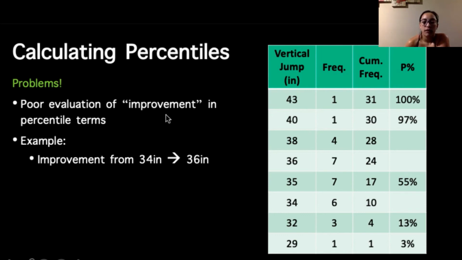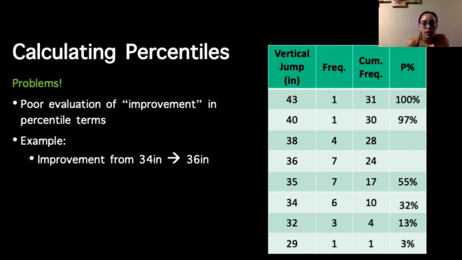There are some problems in calculating percentiles, or some limitations, if you will. They give a poor evaluation of improvement. So if you were looking at, let's say a vertical jump, and you want to see how much, let's say a person had a baseline value of 34 inches and they went up to 36 inches. If you were purely using percentiles to evaluate this performance, the percentile associated with 34 inches, we'd have to calculate that, right?